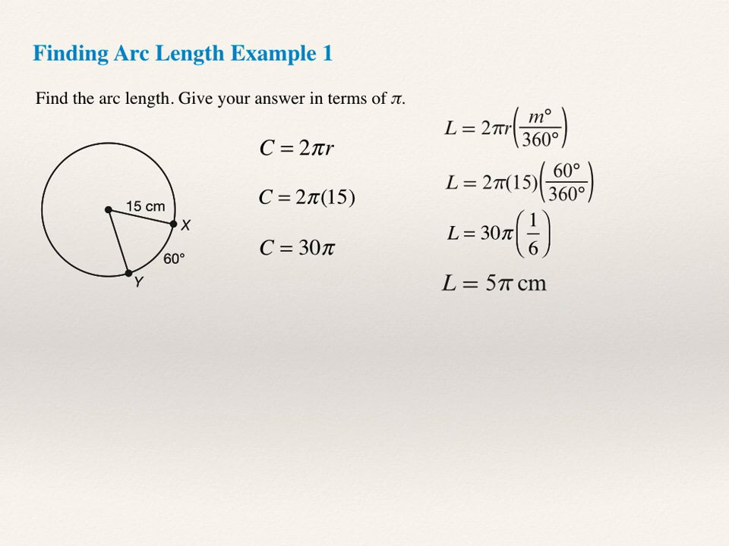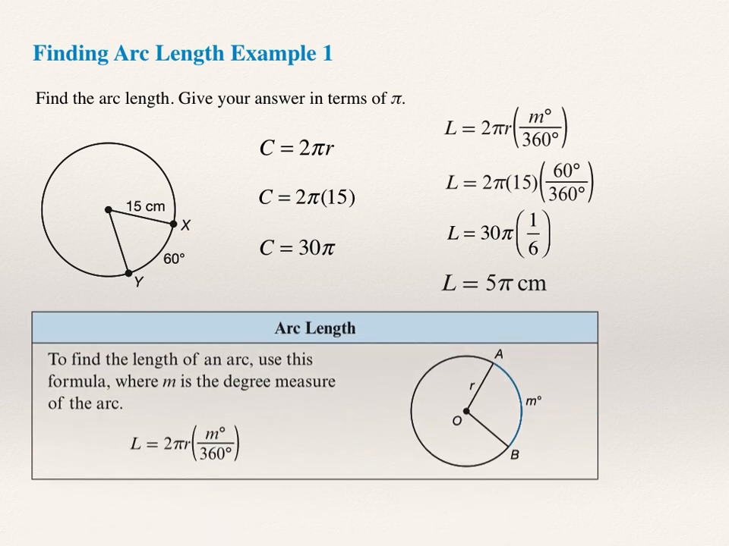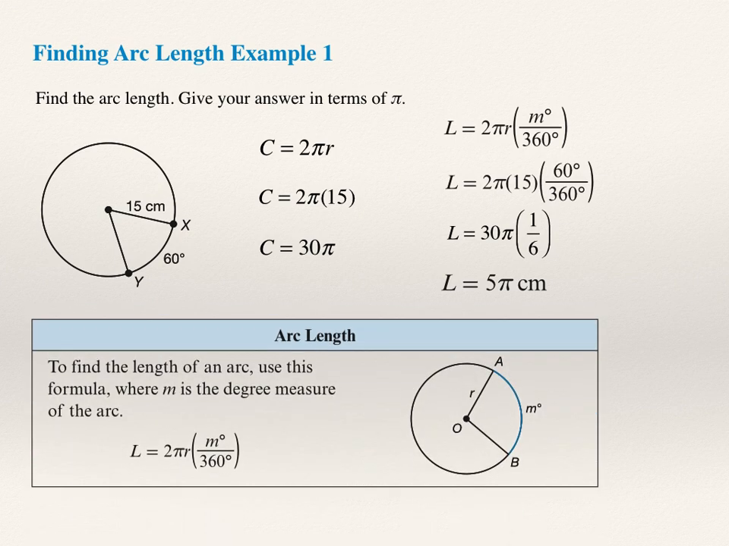And so this helps us understand where the formula that some textbooks will give you for arc length comes from. That to find the length of an arc, we simply multiply 2 pi r times the measure in degrees of the arc over 360 degrees. So we'll use this information in the next example.